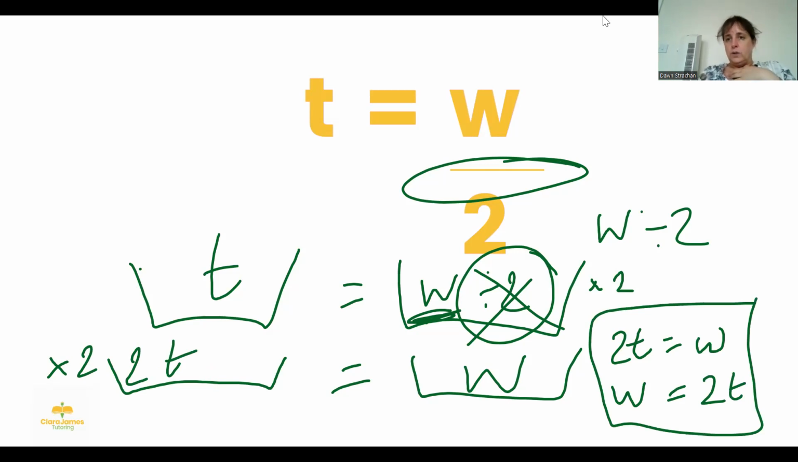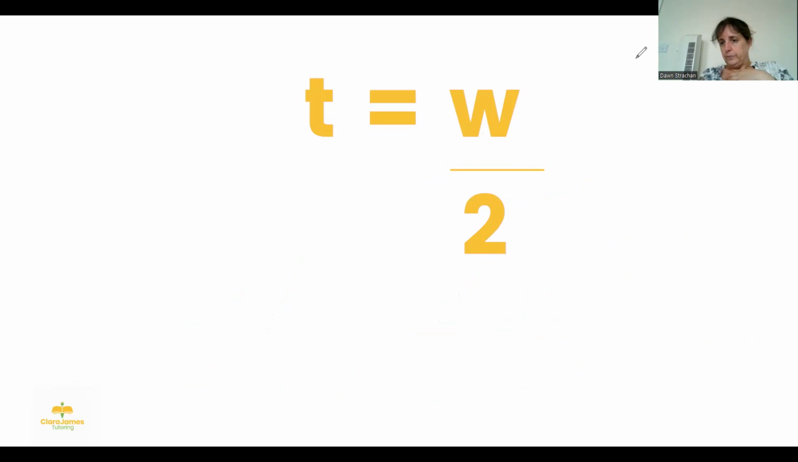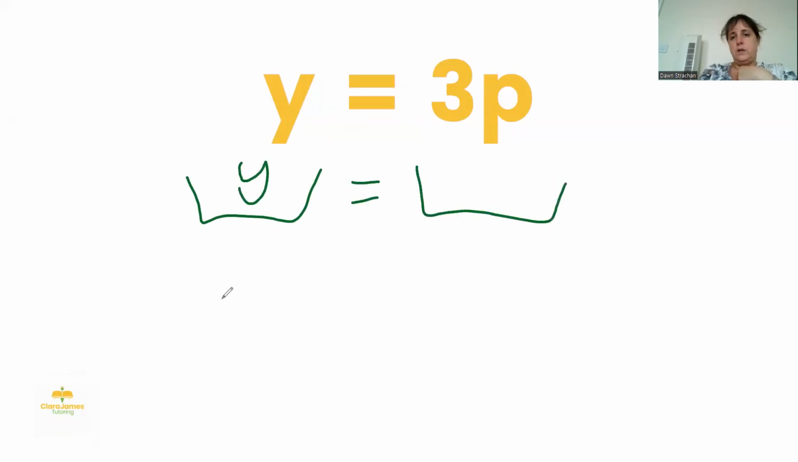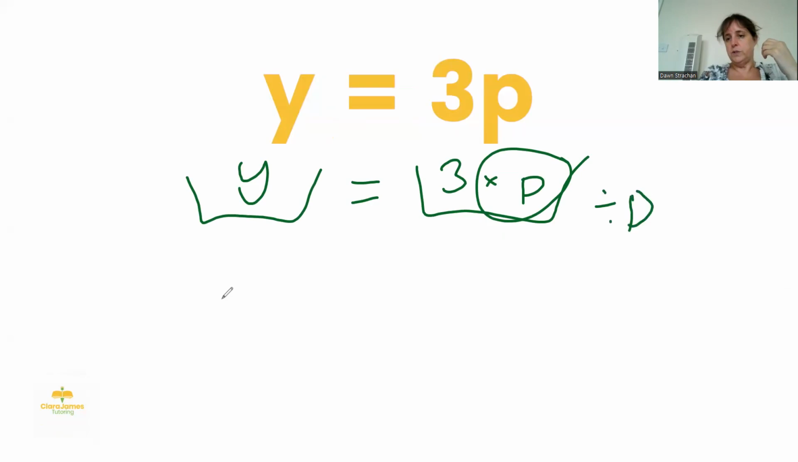And then the last one is here, y equals 3p. So this is basically saying y equals 3 lots of p. So we have y in this side of the scales equals 3 lots of p. I'm going to write it like that, although it really shouldn't. But we need to get rid of that times p. And to get rid of a times p, once again, we do the opposite. So we're just going to divide both sides by p.